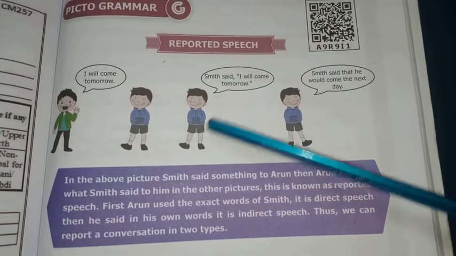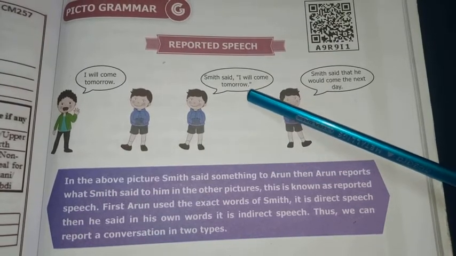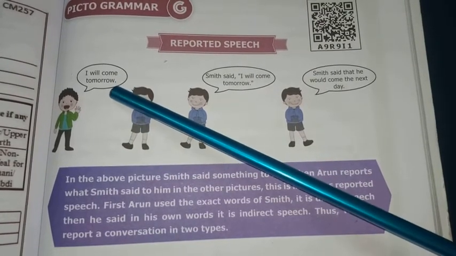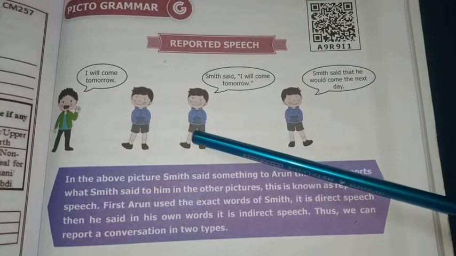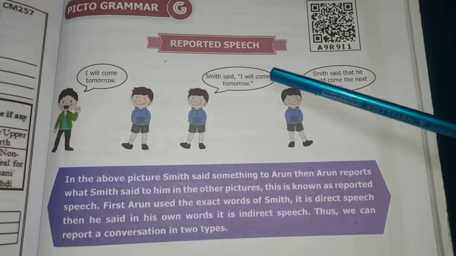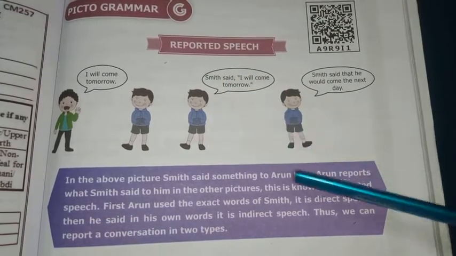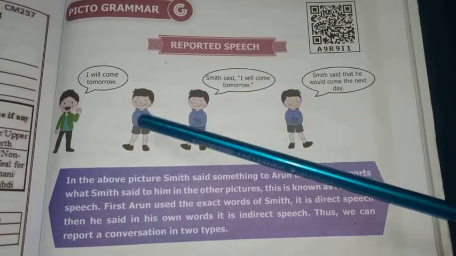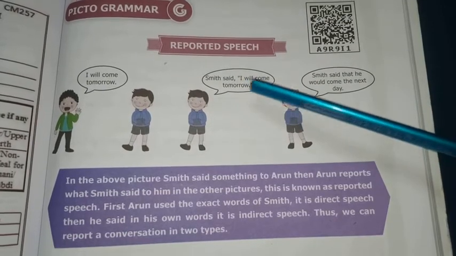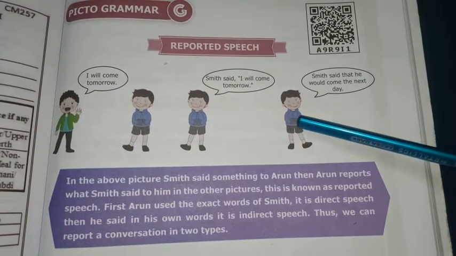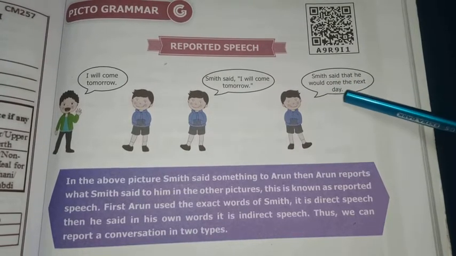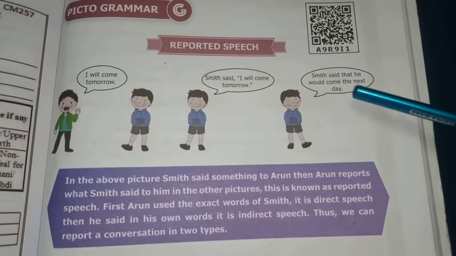First, Arun used the exact words of Smith. For example, Smith said, "I will come tomorrow." Here, while Arun said it, he said that Smith said, "I will come tomorrow." Yes, here Arun used the exact words of Smith. It is direct speech. Then he said in his own words, Smith said that he would come the next day. It is indirect speech.